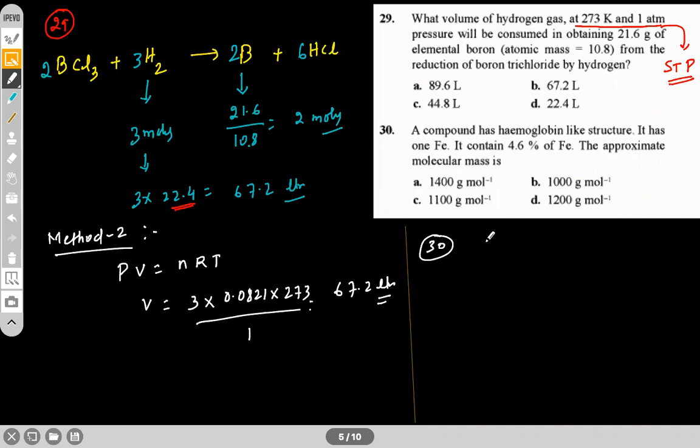Okay. So we know 56 gram is the atomic mass of iron. Okay. So 4.6% is equivalent to the molecular mass. We can write 4.6 gram is the mass of Fe if the molecule has 100 gram of mass.